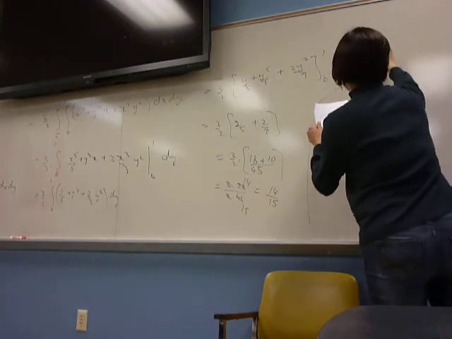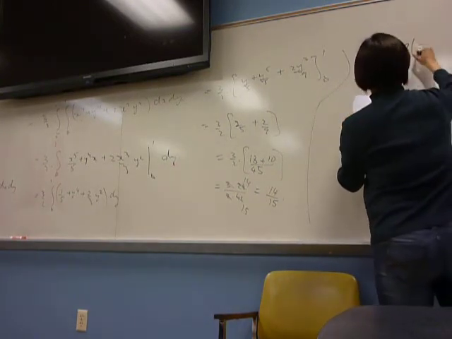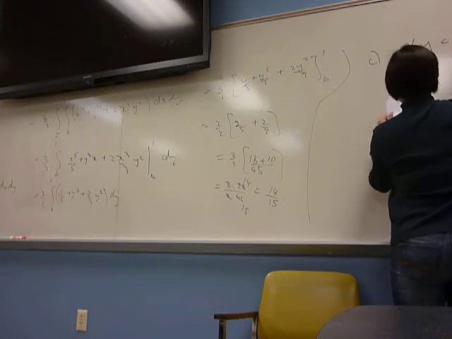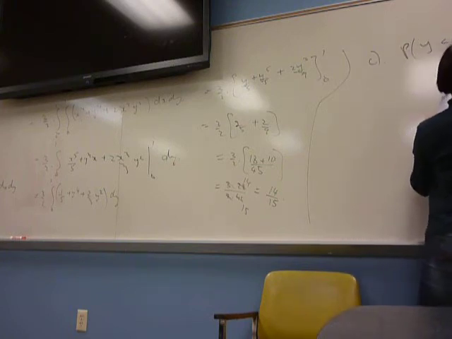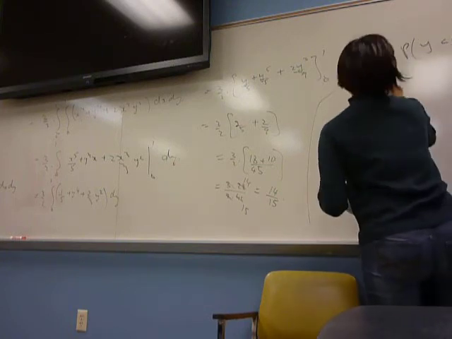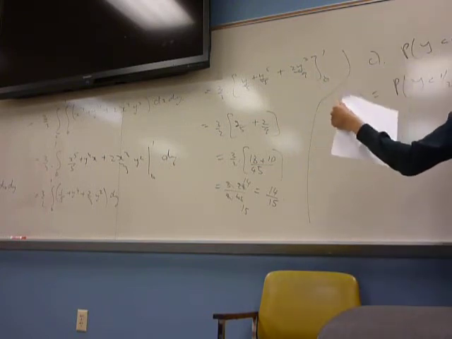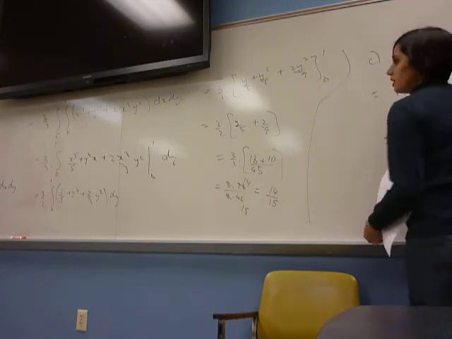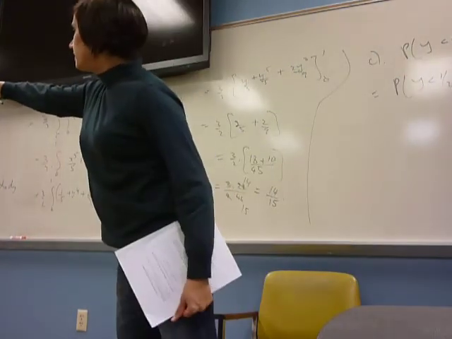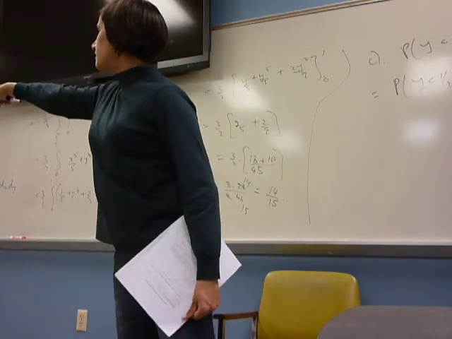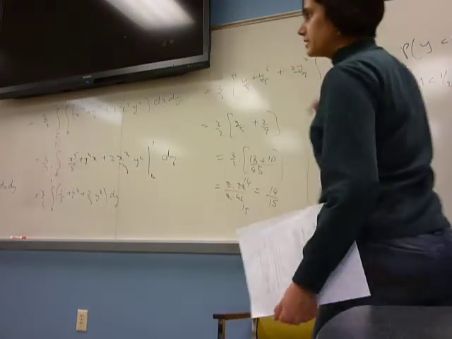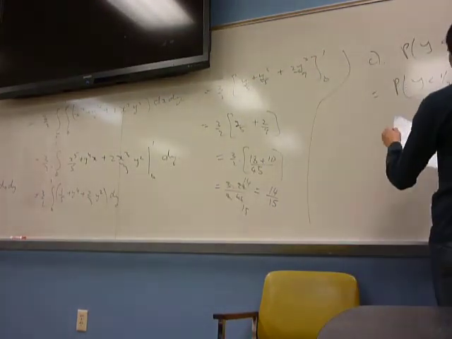Part C. Probability that y is less than 1/2, conditioned on x greater than 1/2. This is just practice problems, problem 1. Oh, and there's a typo in 6a. In 6a, the variance should be a squared sigma x squared plus b squared sigma y squared.